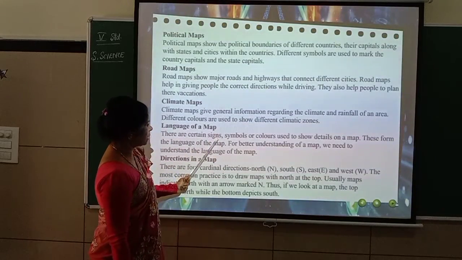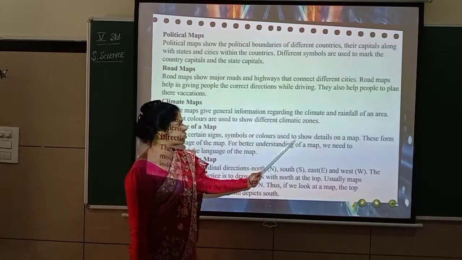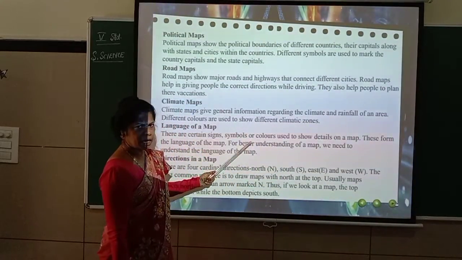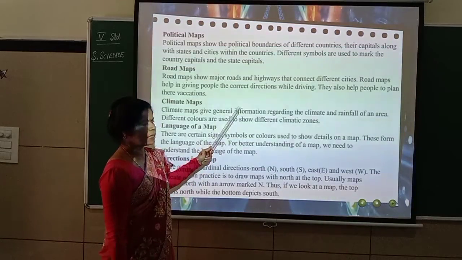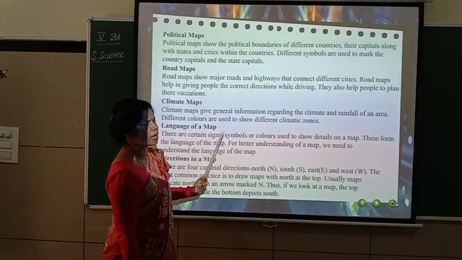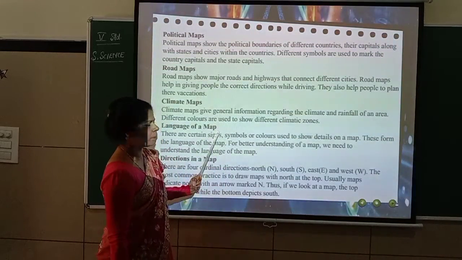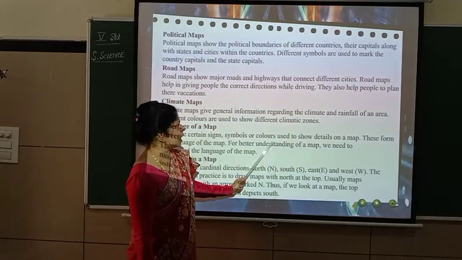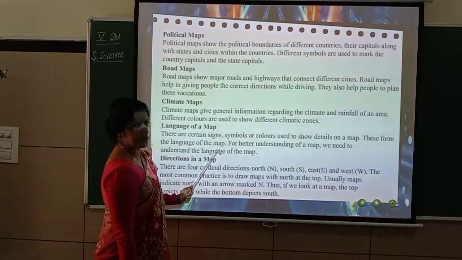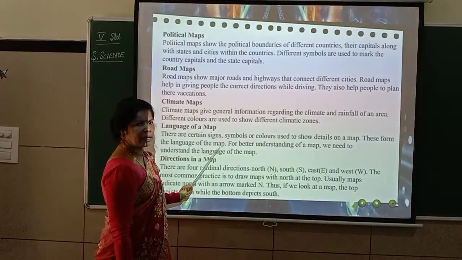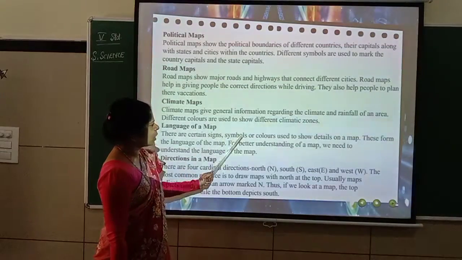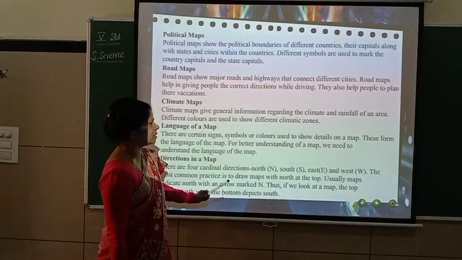There are certain signs, symbols, or colors used to show details on a map. Already I have shown you the details in different colors, in different ways. You have seen the dotted structures and line structures, isn't it? These are all the symbols and signs used to explain the map. These form the language of the map. There is no particular language like English, Tamil, or Kannada. It is all in the form of signs, symbols, or colors.